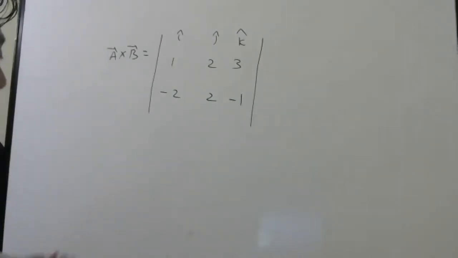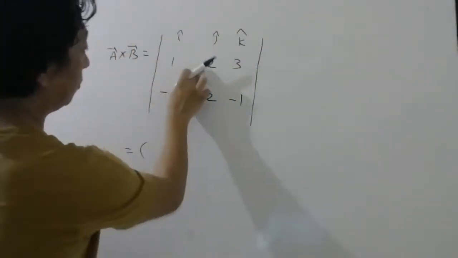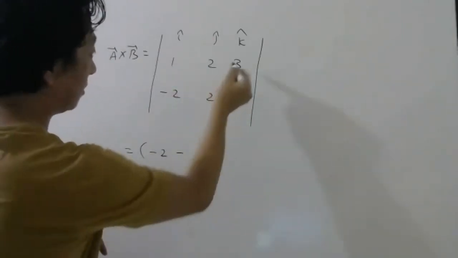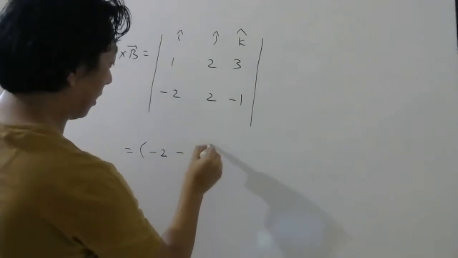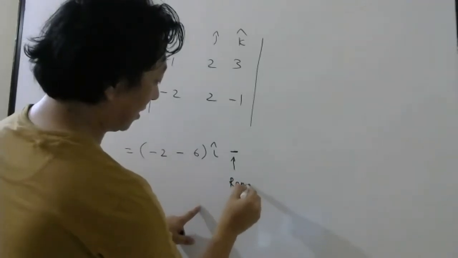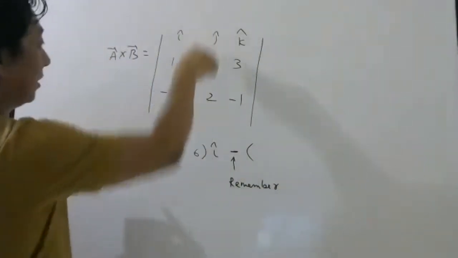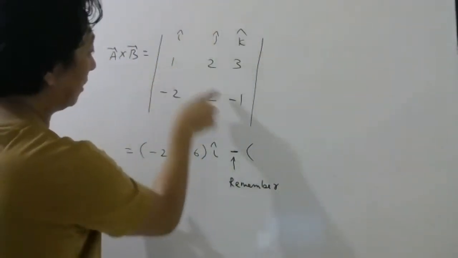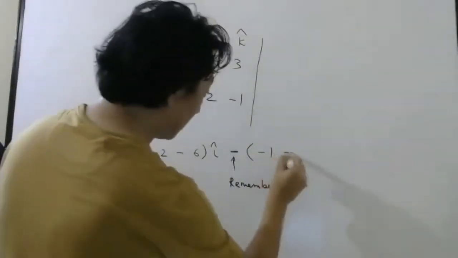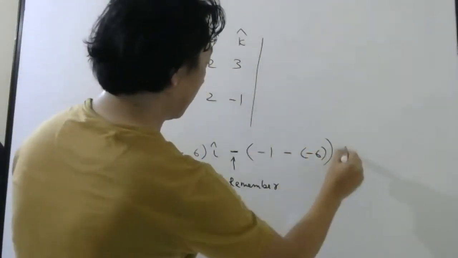So let us find the x component first. I cap, this you forget. 2 into minus 1, minus 2, minus 3 into 2, minus 6, so minus 8, i cap. Then minus, don't forget this minus. Remember. Then j. For j, I should forget this column. 1 into minus 1, minus 1. Minus 2 into 3, minus 6. That is your j component.